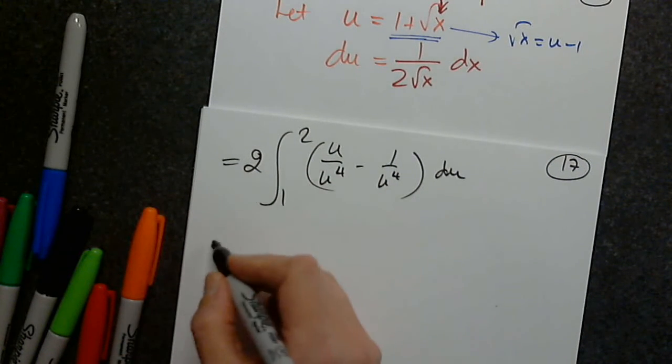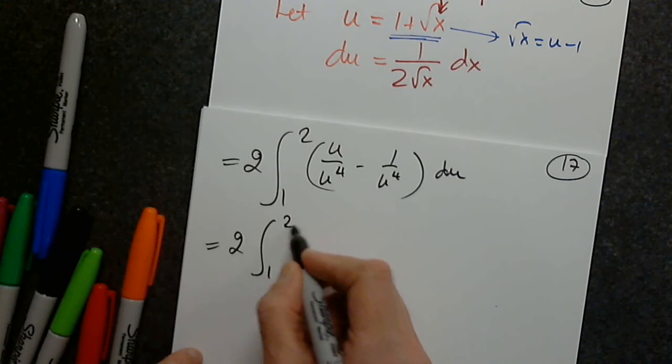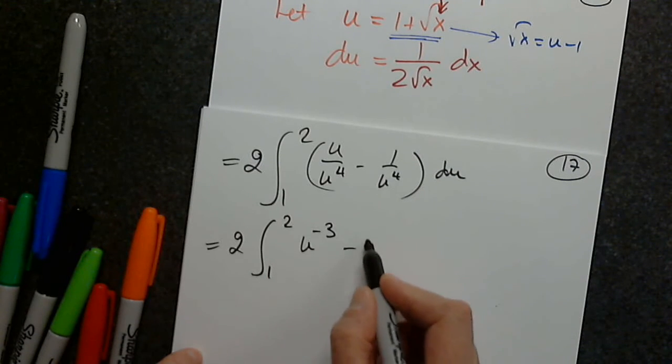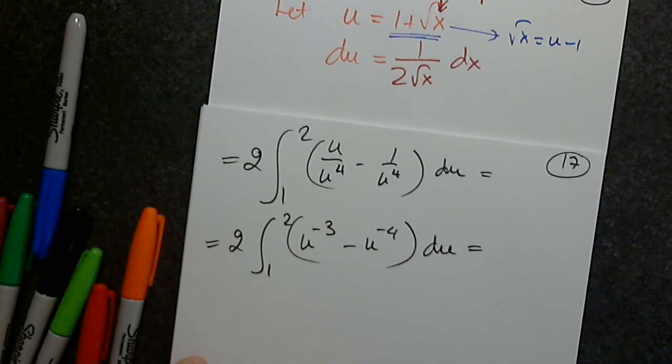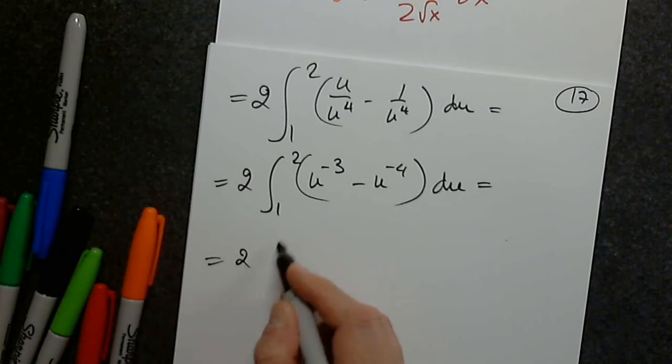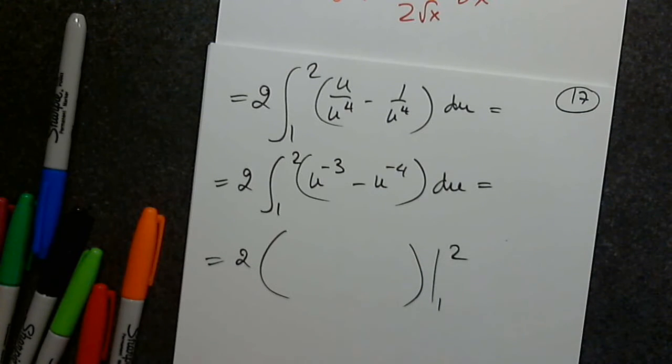I'll simplify. The integral from 1 to 2 of u to negative 3 minus u to negative 4 du, times 2. Now I'm ready to find the antiderivative.